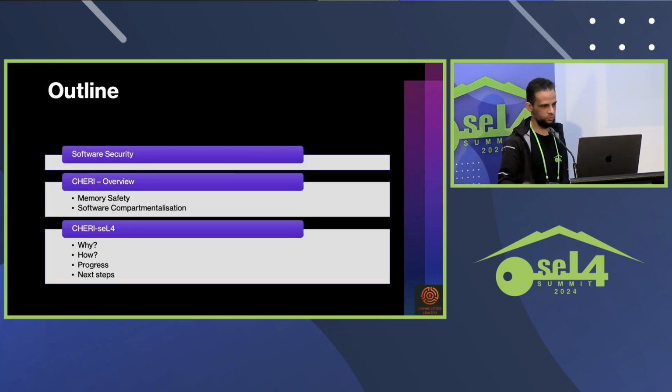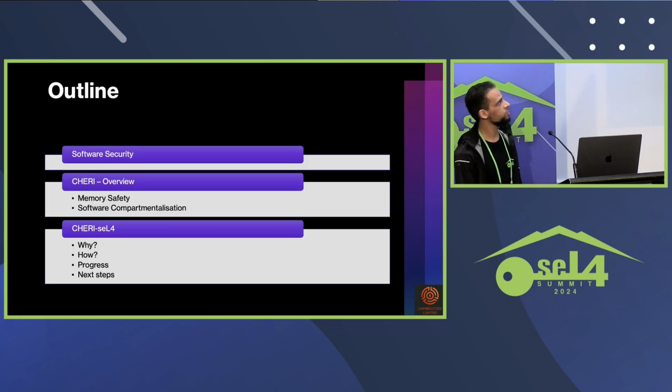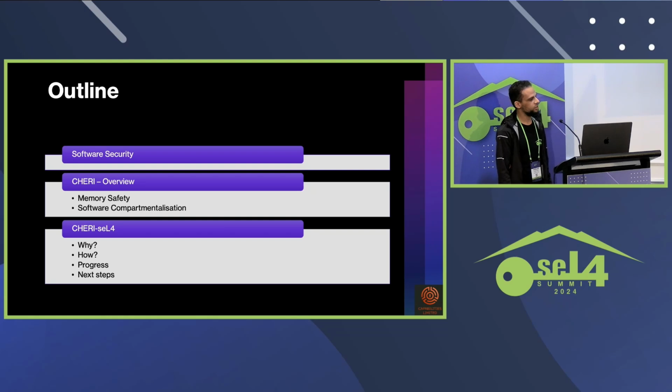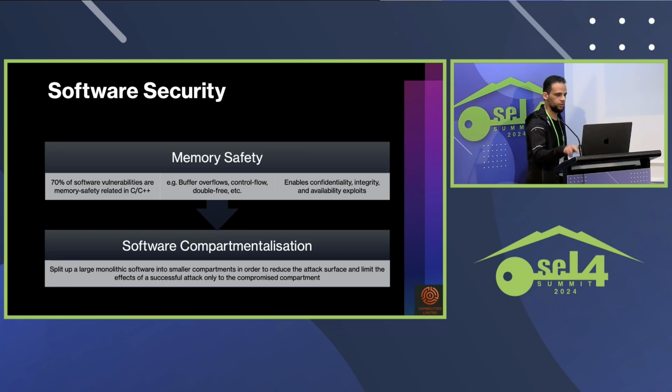Today, I'm going to talk about 3 main parts: software security, and why it's important. Then I will give an overview of CHERI and the solutions it's trying to provide for software security, specifically memory safety and software compartmentalization. And then the main part of my talk is going to be about CHERI-seL4, a project that I have been working on: why we are doing that, how we are doing it, the progress so far, and next steps.